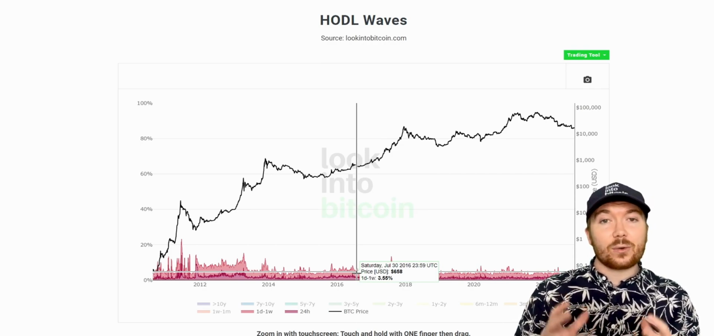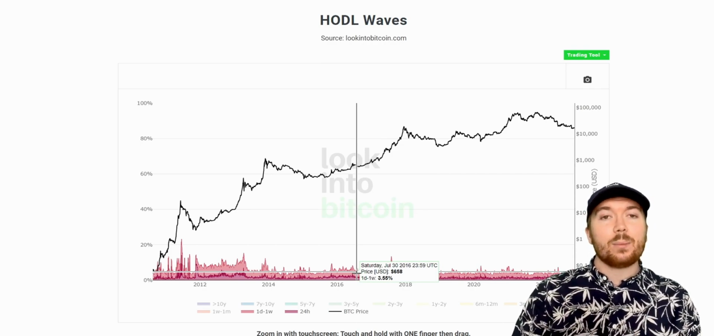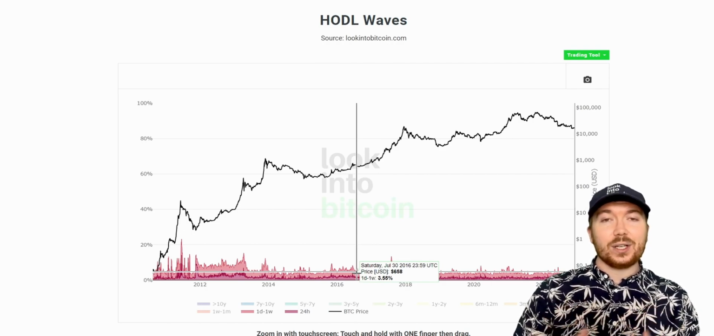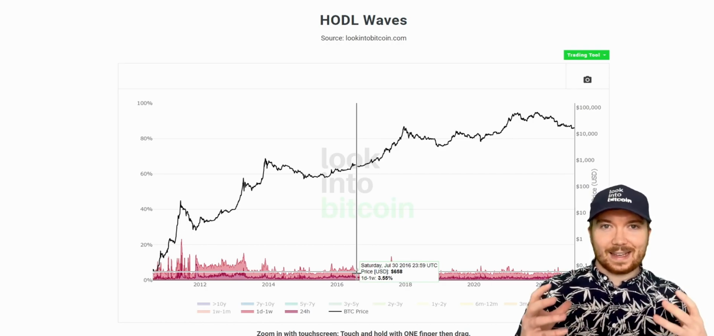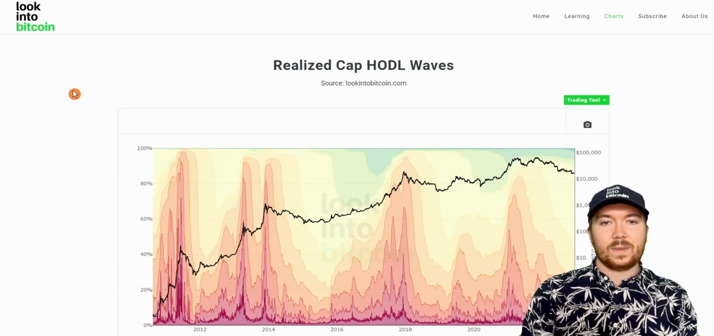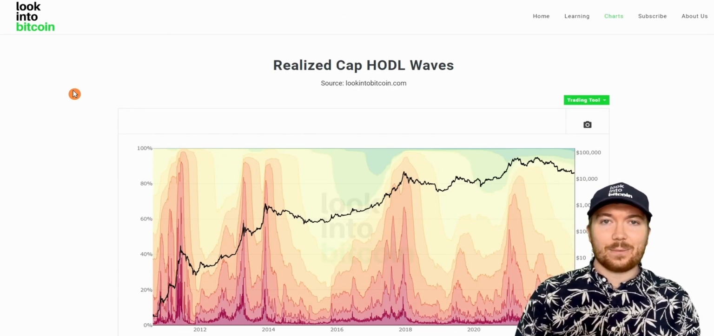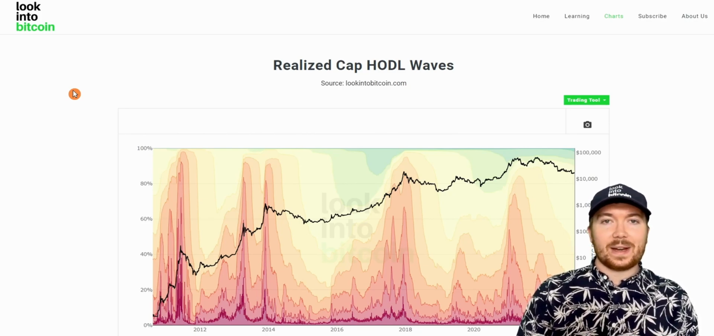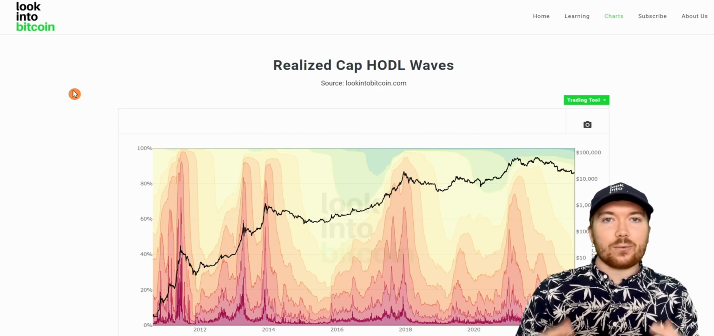And the HODL Waves is a great chart, and I definitely recommend checking it out. But we do have a newer chart and a newer variation of the HODL Waves that I think is considerably more effective. And this is the realized cap HODL Waves. Now, if you weren't aware what the realized cap was, it is looking at the last transacted value of each Bitcoin on the network and then collating that all to get a realized cap.